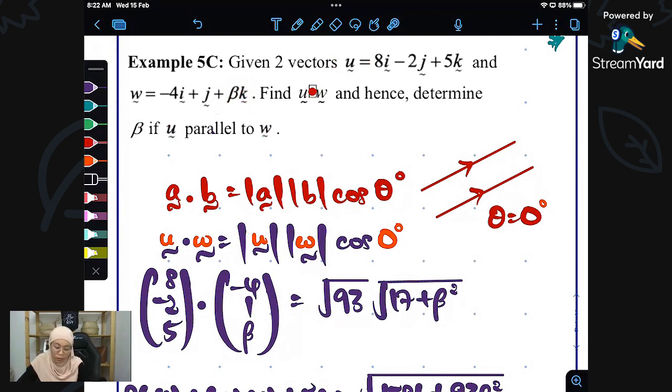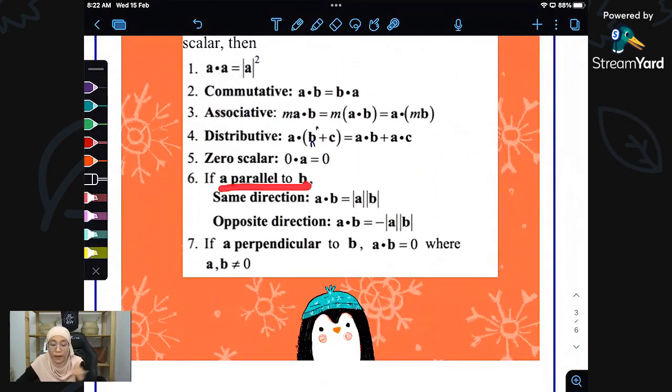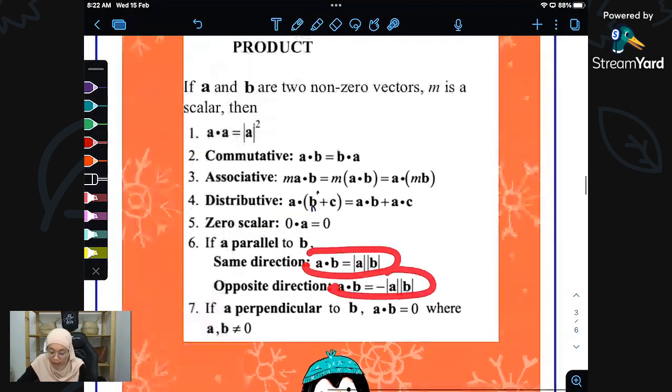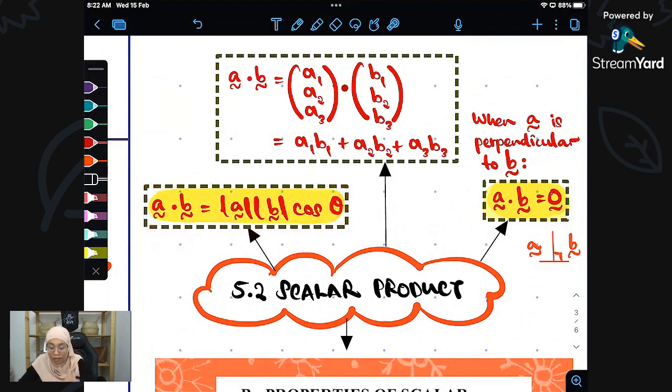Okay, so dia kata parallel, tak apa, jangan panik. Parallel, let's have a look at these properties. A is parallel to B. So if they are the same direction, this is the formula. If this is opposite direction, this is the same formula, but we got negative in front. So basically, formula ni datang daripada mana? Formula ni dah asal dari formula yang inilah, yang ada angles. Yang ada angle bermaksud ada theta, cos theta.